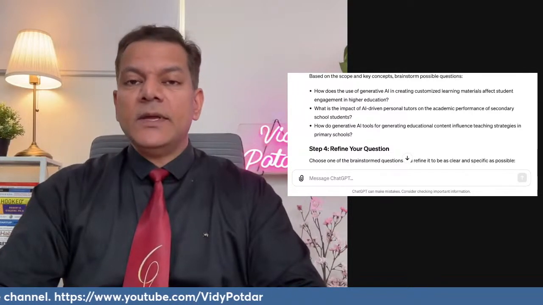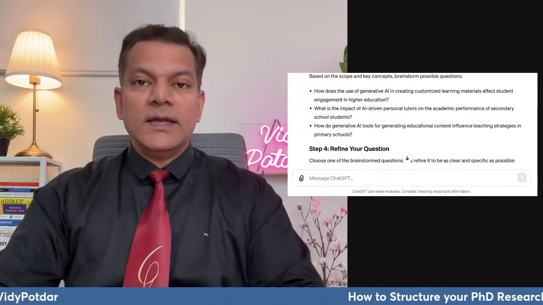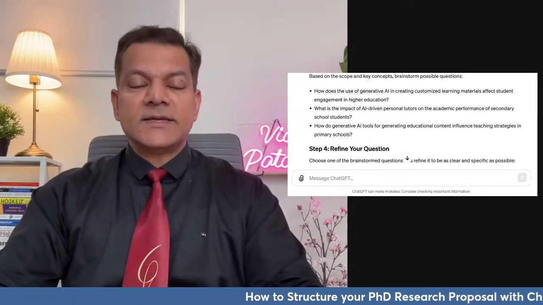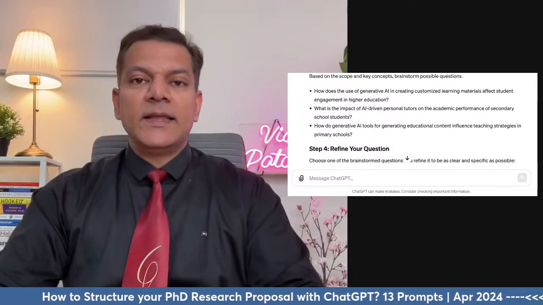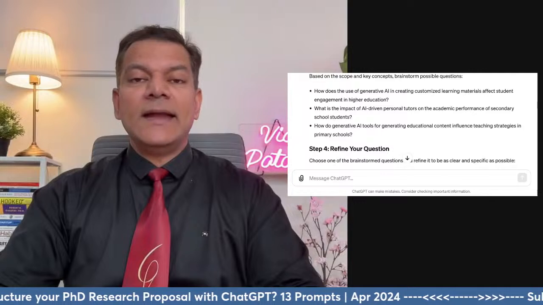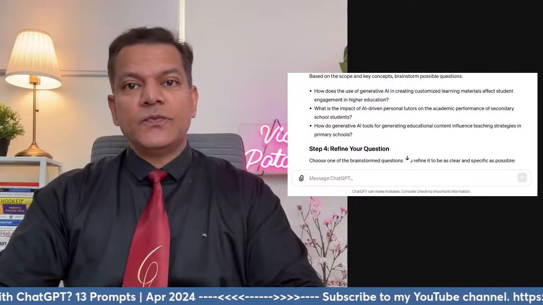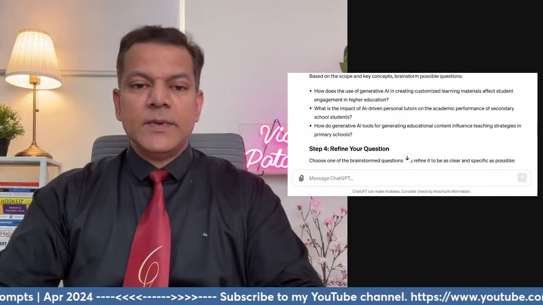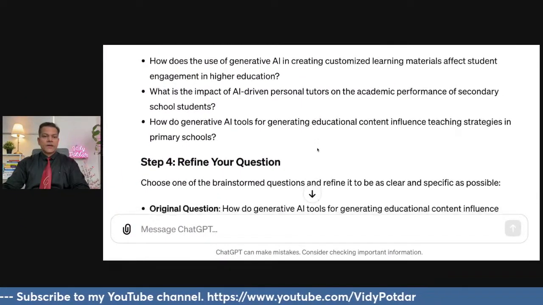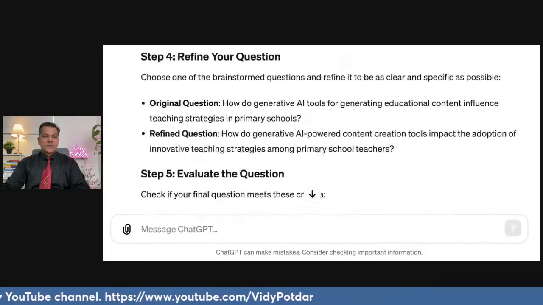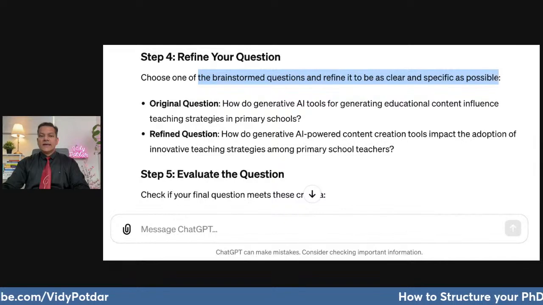So my time is more productively utilized, because if something is wrong here, I can know because of my experience. I can say, no, this is not what is ideal, but you can do this. But the time that it takes to get ready and to start creating content is becoming much faster because of using ChatGPT and other similar technologies. Now the next step is refine your question. Choose one of the brainstormed questions and refine it to be as clear as possible.